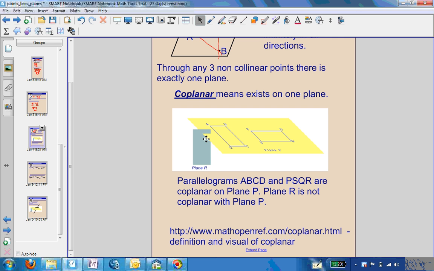Not collinear. The two planes themselves are not coplanar because they intersect, so they are not the same plane. This is a great website you can go to see this picture and watch the two planes interact with each other.